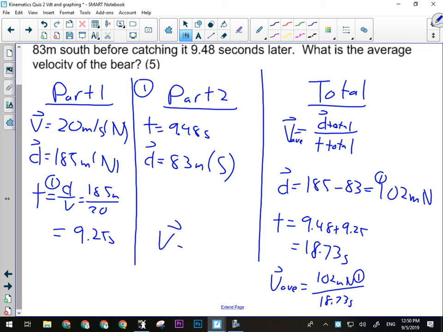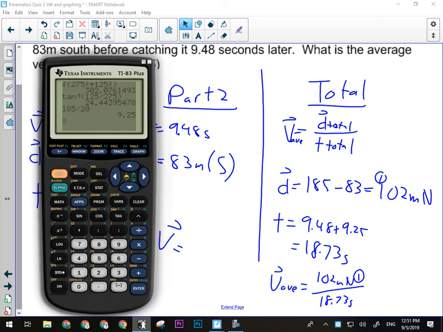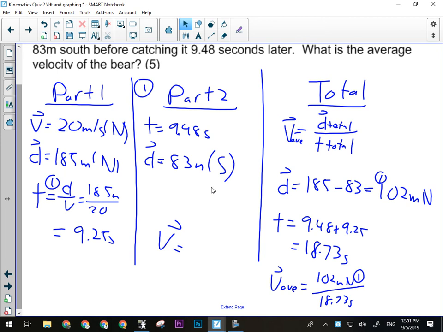And our average velocity, 102 divided by 18.73, it's going to come out to 5.45. If they only have one decimal place, they have 5.4. That's fine because I'm going over significant digits today. So if they have some rounded version of 5.45, we'll call it good. 5.45 meters per second north.